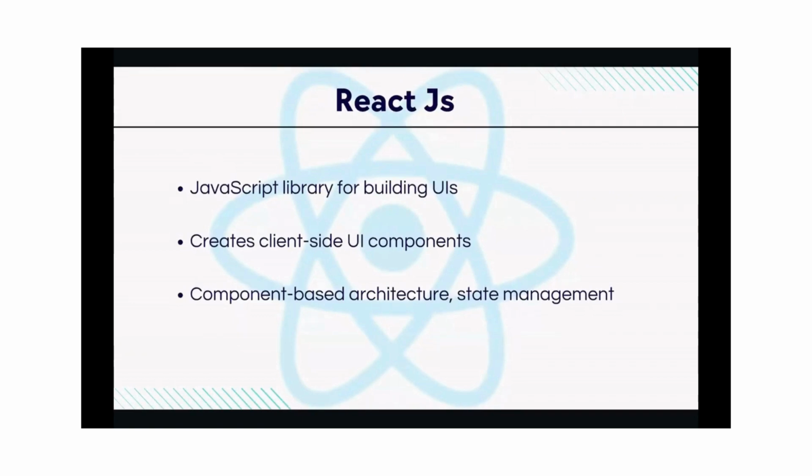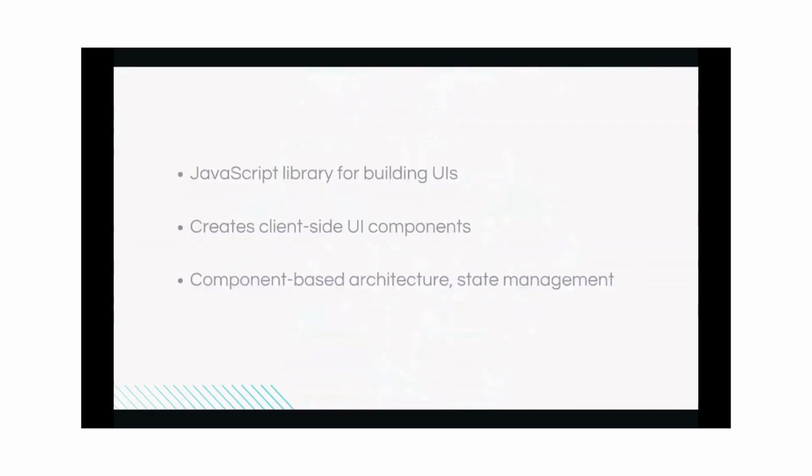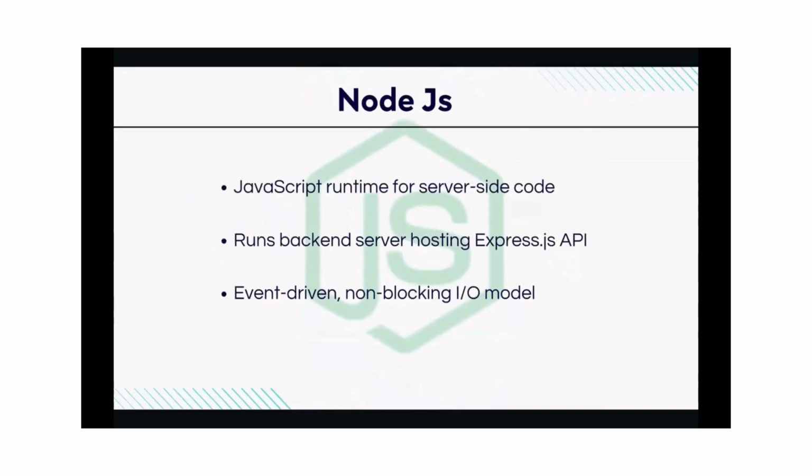So React.js. React.js basically is a JavaScript library for building UIs. It is helpful in creating client-side UI components, and it has a component-based architecture and also provides state management. Node.js. Node.js basically is a JavaScript runtime for server-side code, which runs on the backend server hosting the Express.js API. It has an event-driven and non-blocking I/O model.